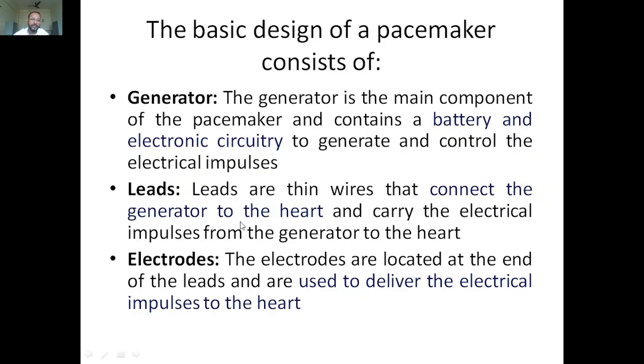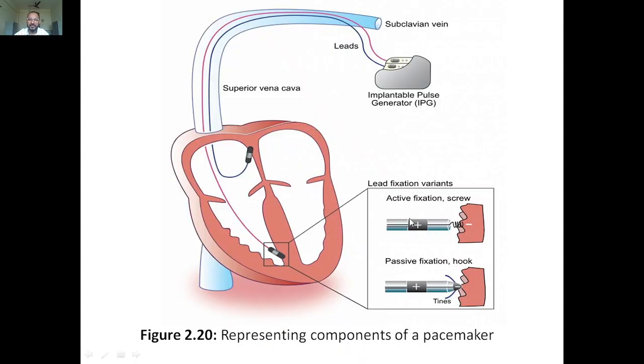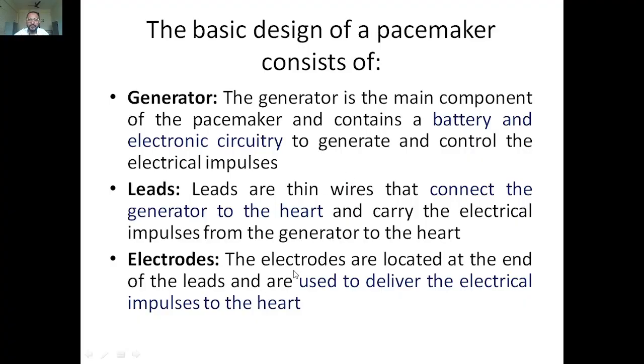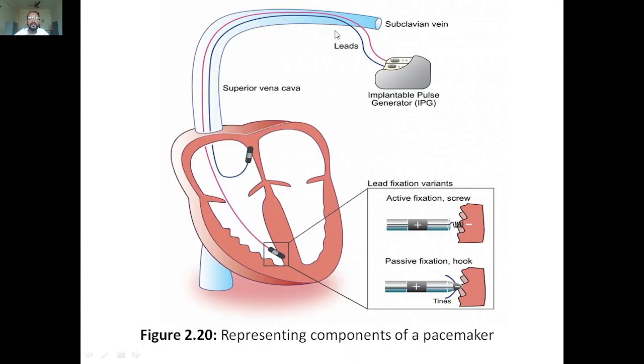Next, electrodes. Electrodes are located at the end of the leads. So these are the electrodes. Here you can see the electrodes. At the end of these particular leads, electrodes will be placed. These electrodes are used to deliver the electrical impulse to the heart. From here the electrical impulse is generated by the generator, and now it is traveling through the wire.